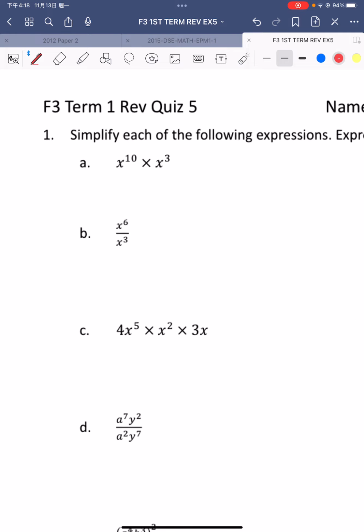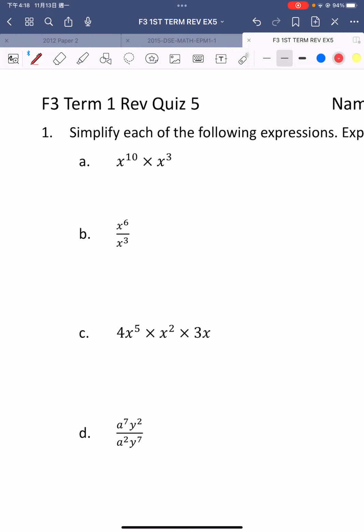Okay, so for the first question, it's x to the power of 10 times x to the power of 3. If you have something like a to the power of m times a to the power of n, you keep the same base and add up the powers. So as the base is the same, this is equal to x to the power of 10 plus 3, which is x to the power of 13.